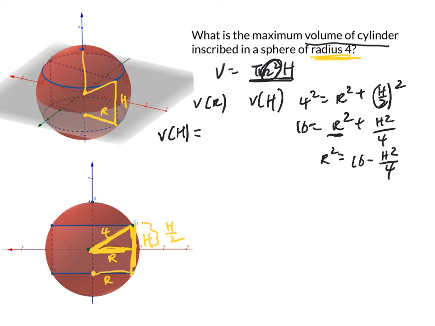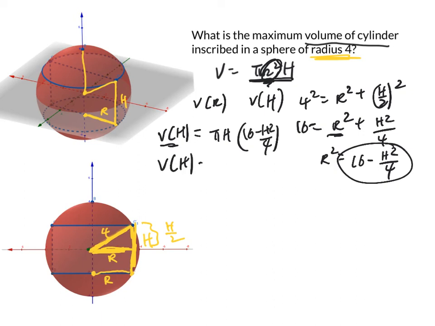And if I did that, my function in terms of h would be pi h, and inside, the r squared gets replaced with 16 minus h squared over 4. And if I were to expand this, this would become 16 pi h minus pi h cubed over 4. And here we have a cubic function, which we can take the derivative of using the power rule.